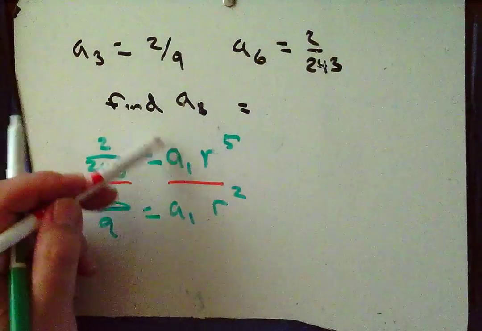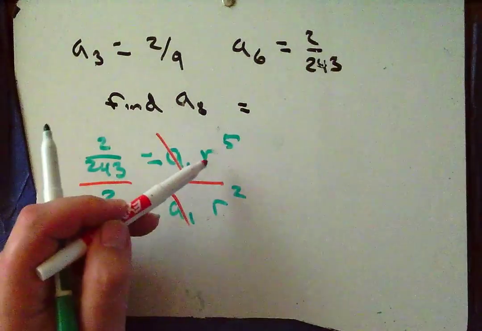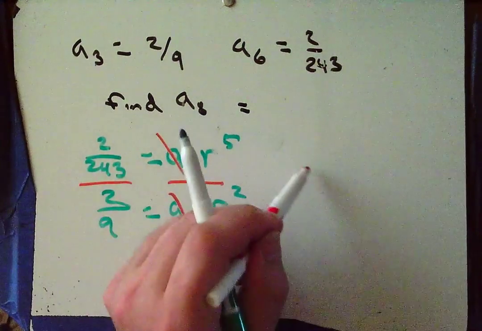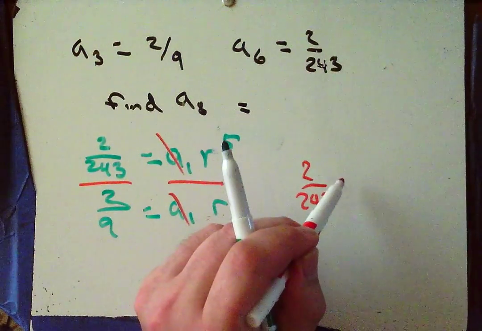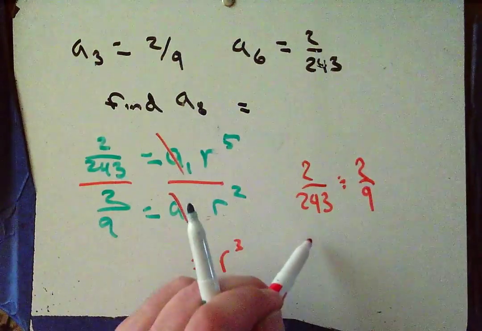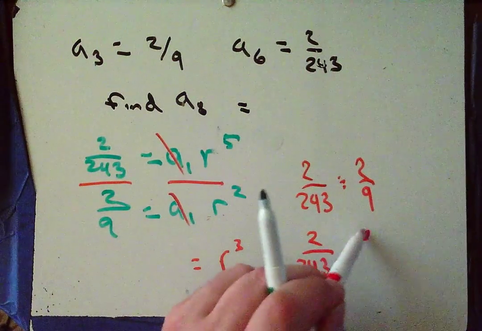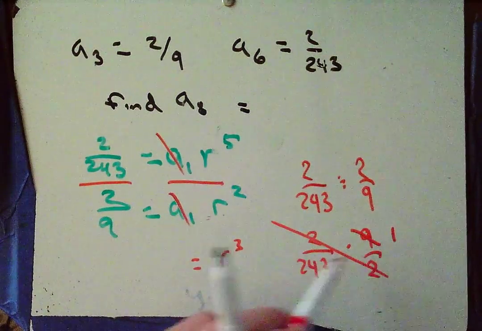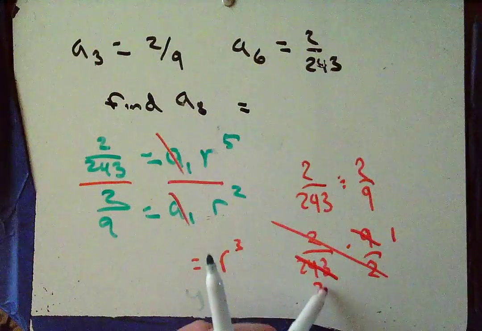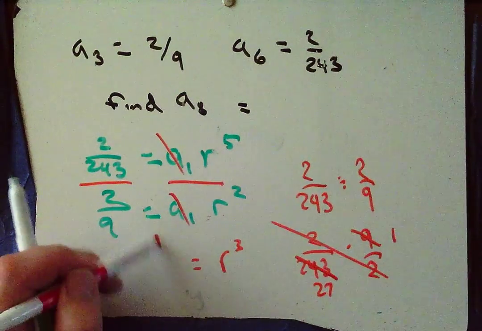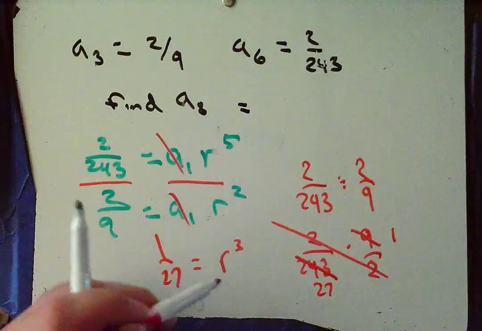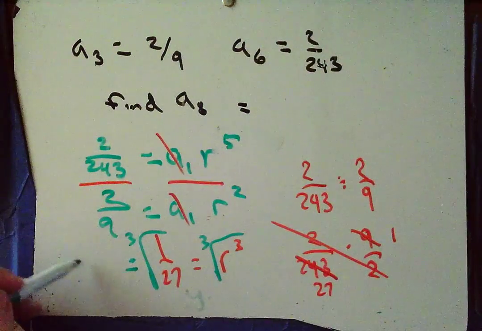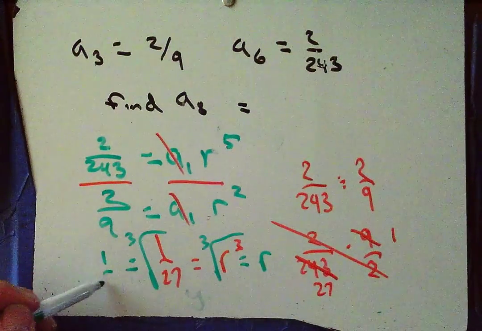Over here on the right, I see the a sub 1's cancel. And r to the 5th divided by r to the 2nd would be r to the 3rd. And then over here I have 2 over 243 divided by 2 over 9, which is the same as 2 over 243 times 9 over 2. The 2's cancel, and in fact, 9 goes into 9 once, and 9 goes into 243 27 times. So I get 1 over 27. When I take the cube root of both sides, I get r equals 1/3.